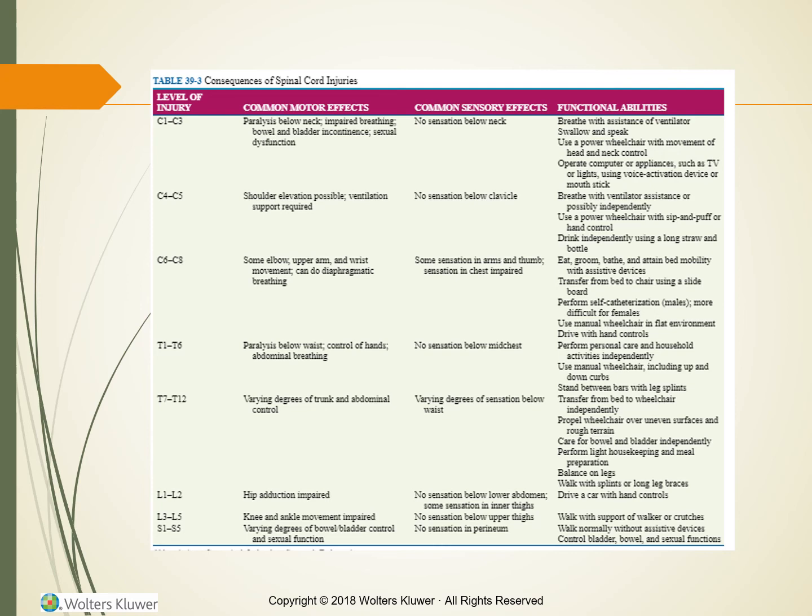Level of injury at C4 to C5, they might have shoulder elevation, and they might need ventilation support. They're not going to have any sensation below the clavicle. Now, they're going to be able to breathe with ventilator assistance and possibly independently, using a power wheelchair with a sip and puff or a hand control. They're usually able to drink independently using a long straw and bottle.